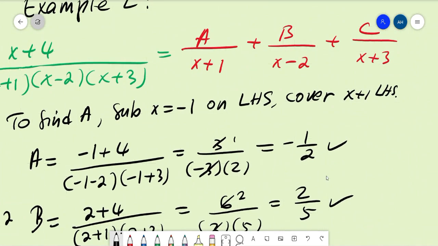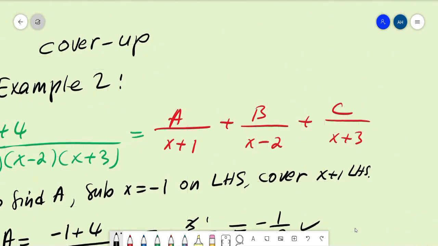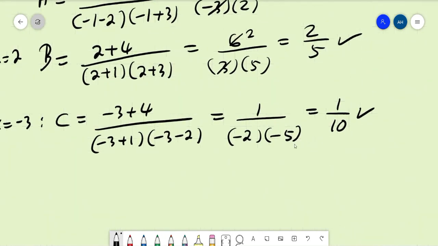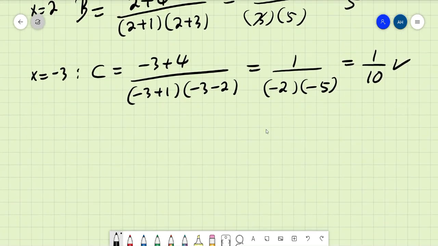So we are ready to substitute the values that we have. On the right hand side here, we are going to substitute a over here, the value for b here, and the value for c, accordingly. So what we are going to write down now is our final answer.